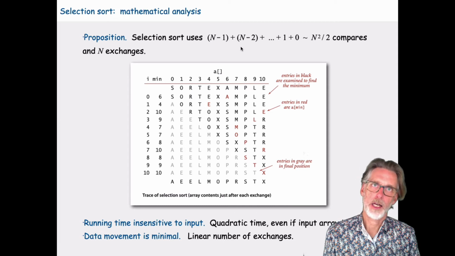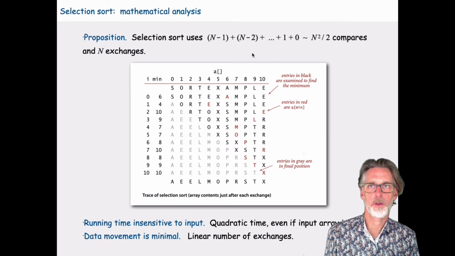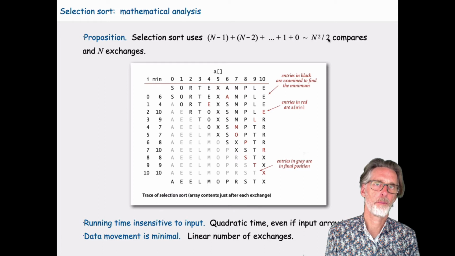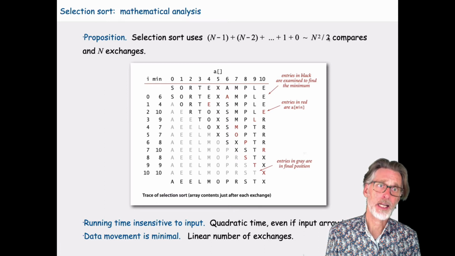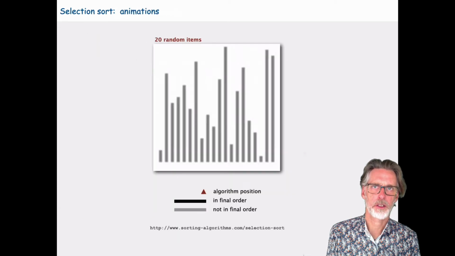The mathematical analysis reflects the experimental results we've seen, and so we will actually get quadratic performance. In this case, we expect about n squared over 2 comparisons. And that's data independent. And the number of exchanges depends on the data, but the worst case is n exchanges.